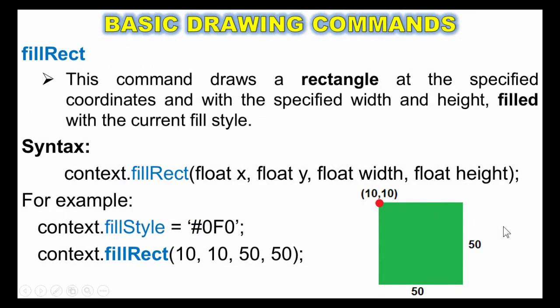The fillRect command draws a rectangle at the specified coordinates and with the specified width and height, filled with the current fill style. The syntax, context.fillRect, you need to specify the starting coordinates where it will draw a filled rectangle, x and y, followed by the width and then the height or size of the rectangle. For example, the command context.fillStyle, we want the fill color to be green, and then followed by the command context.fillRect, it will draw a filled rectangle starting at coordinates 10, 10 with a width of 50 and a height of 50.